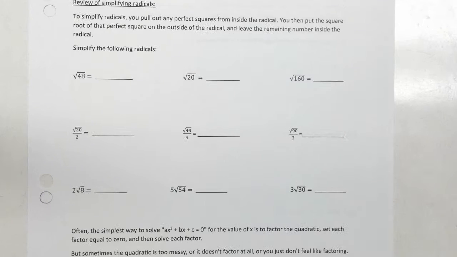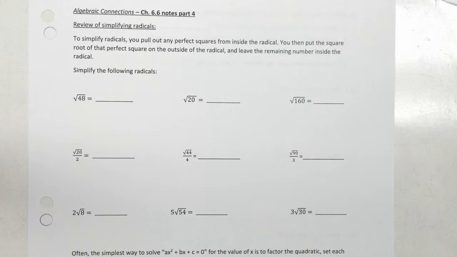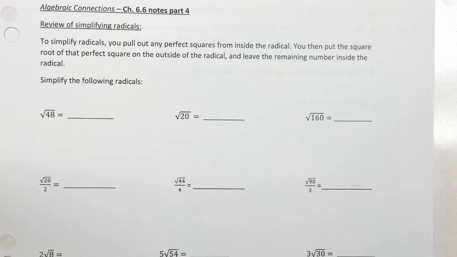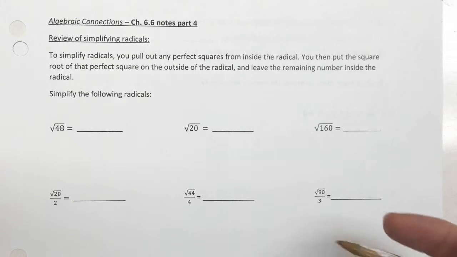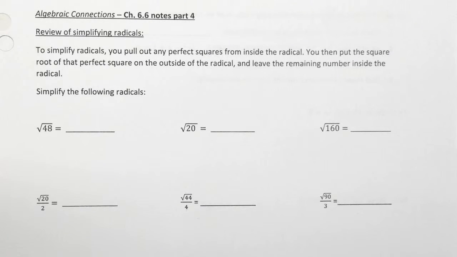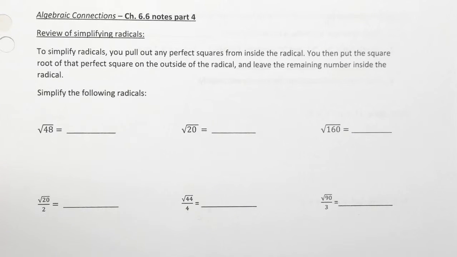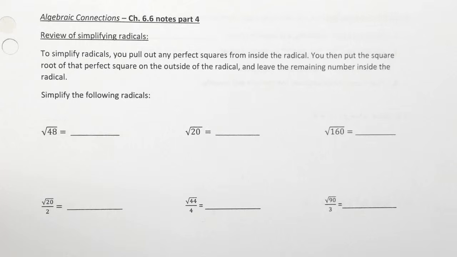Okay, so we're going to be reviewing simplifying radicals. We did this at the beginning of the year, but most of y'all don't remember, so we're just going to review it. To simplify radicals, you pull out any perfect squares from inside the radical. You then put the square root of the perfect square on the outside, and leave the remaining number on the inside.